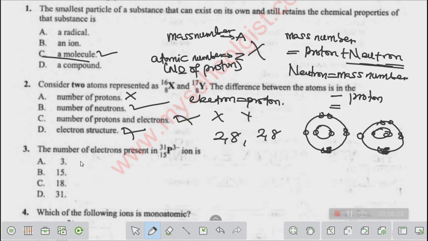Let's go to number 3. They said the number of electrons present in... Now I told you that the number of electrons will not be equal to the number of protons whenever an element carries charges. And if you look at this element, it carries charges.